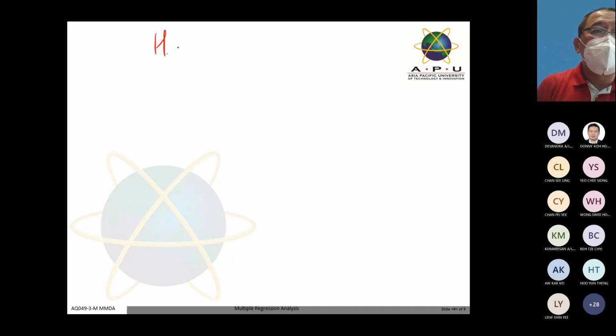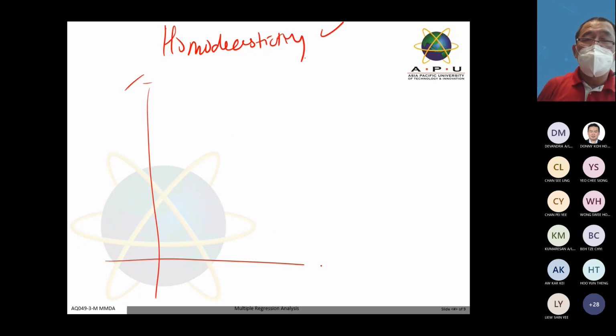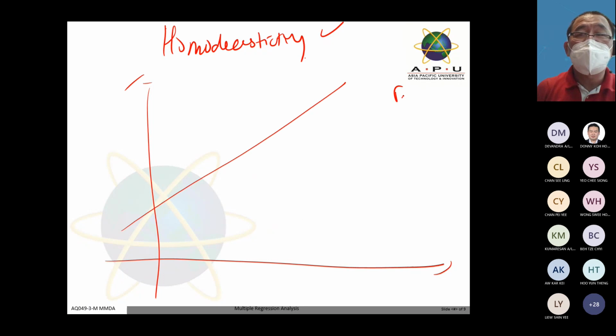So this one is a problem, heteroscedasticity, something like this. This is not good. This is good. Good means homoscedasticity. So the diagram will be like this. Let's say this is a regression line. Remember, it's a regression line. And for homoscedasticity, which is good, the variance will always be the same.